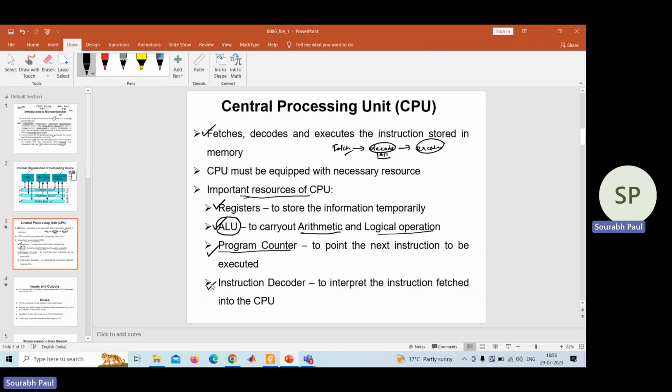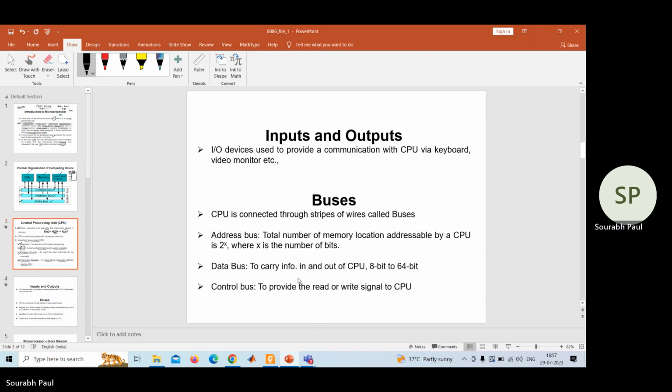Then instruction decoder. I already told the purpose of instruction decoder. When the processor fetches some instruction, it is given as 1010, some binary combination of 1 and 0s. So after that, the processor has to understand what instruction it is talking about. In order to do that, some decoder unit will be there in the processor, which will try to decode that particular instruction. So the instruction decoder is there to interpret the instruction fetched into the CPU. That is the purpose of instruction decoder.